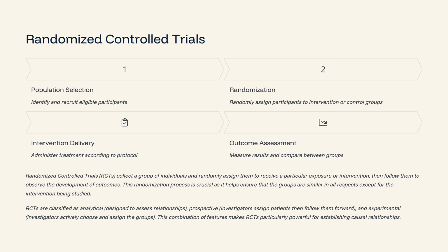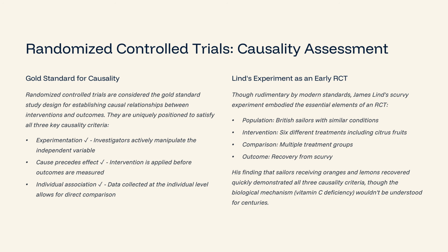And so it's considered the gold standard because of this randomization process, which helps minimize biases and confounding and makes the groups as even as possible, basically. And randomized controlled trials, as we just learned, are classified as analytical, prospective, and experimental. And we can see that here.